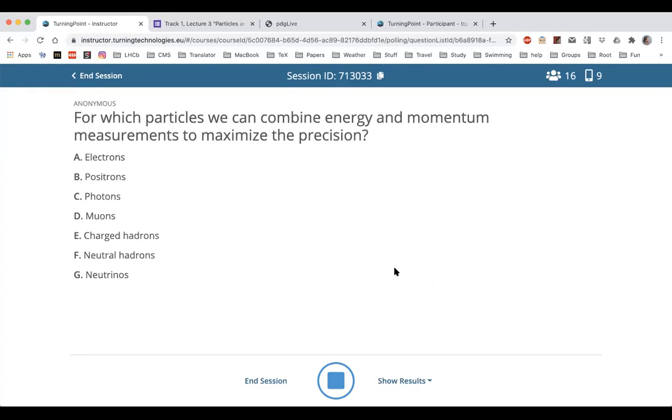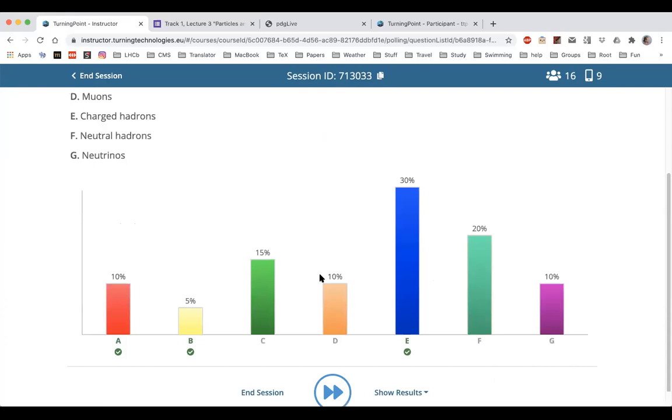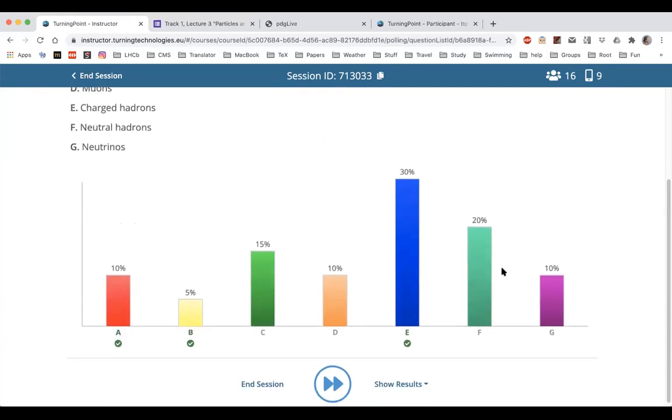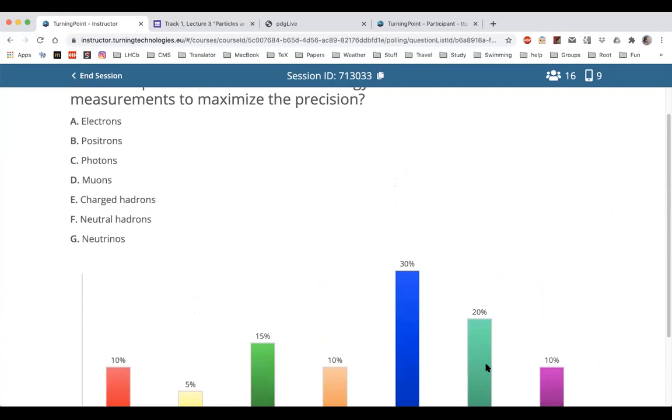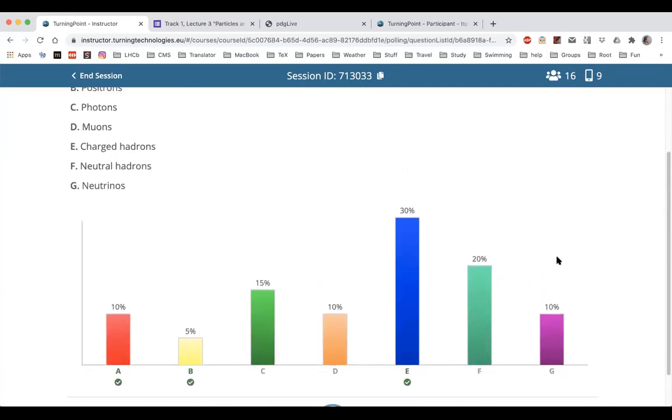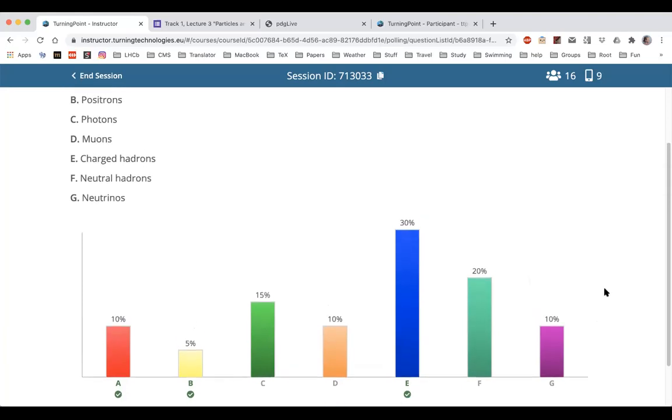So we have 9 responses out of 16. Let us discuss the responses. Here you should be able to see all of the responses which you submitted. The green check marks are the responses which are supposed to be the correct ones, and the others are not correct.